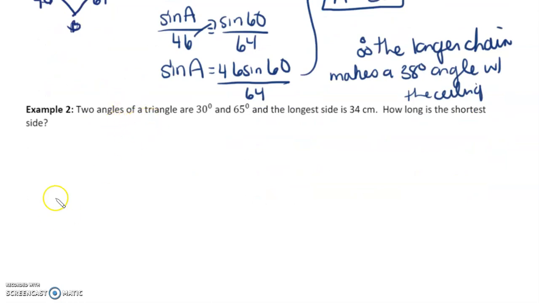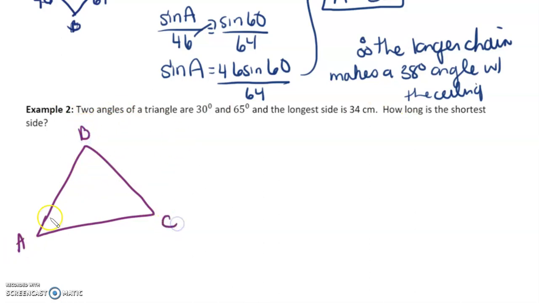Okay, two angles of a triangle are 30 and 65. This question, I can see that there's no ABC type of idea, so let's just call this ABC. Two angles are 30 and 65, and the longest side is 34. Here's the issue. I don't know what the longest side is because I don't know all of the angles. So the longest side is going to be opposite the longest angle.